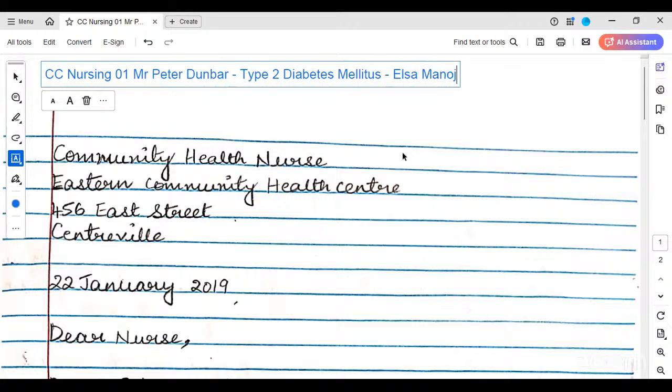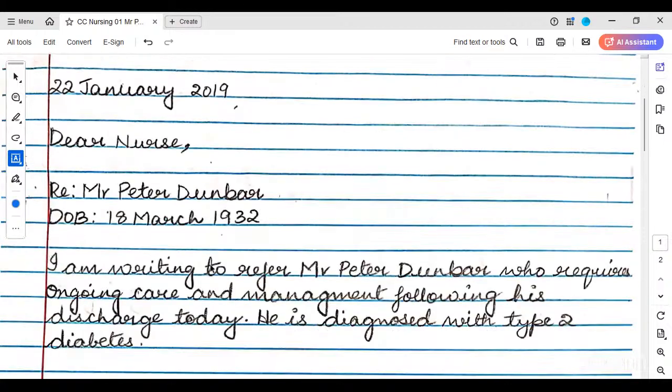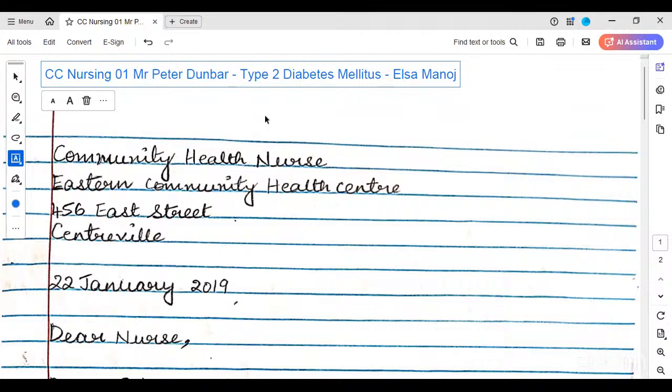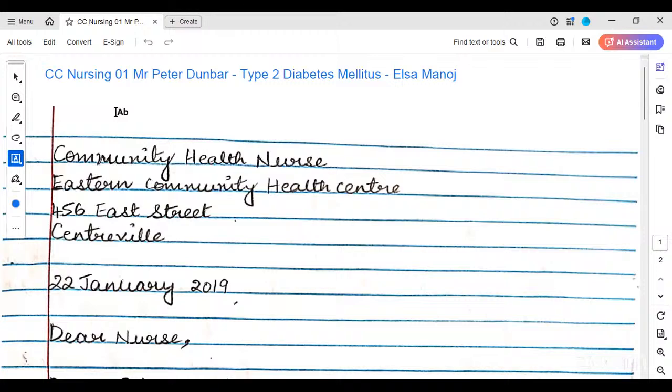Right. So this is a transfer of care letter. This is not a referral letter. So you said it's refer. No, this is not a referral letter. This is a transfer of care. Okay, transfer of care, you can say transfer letter for care. Right. Now let us see here.